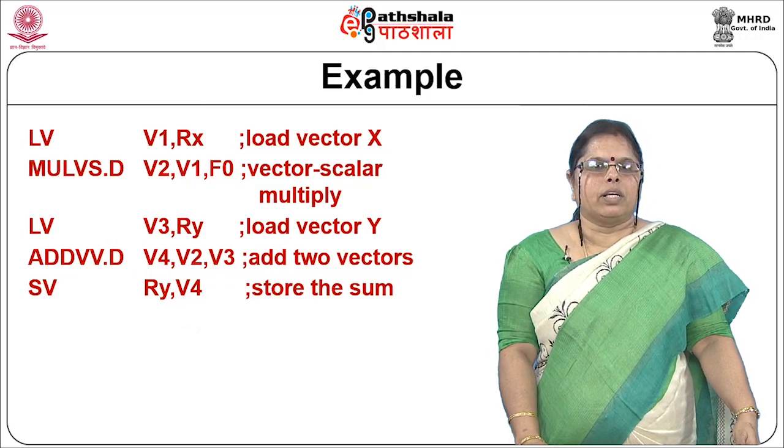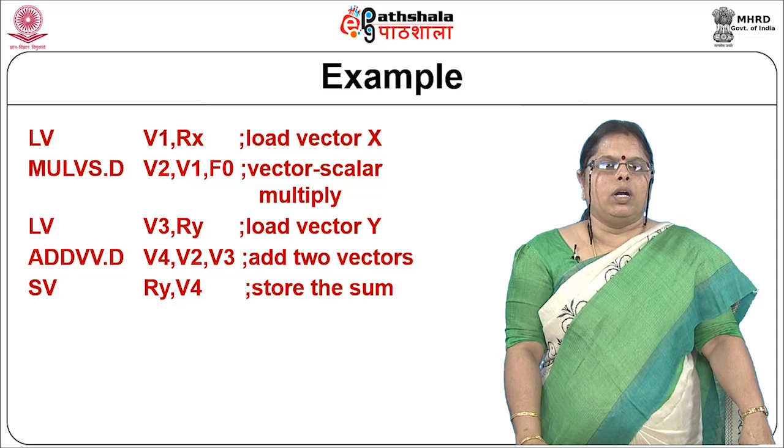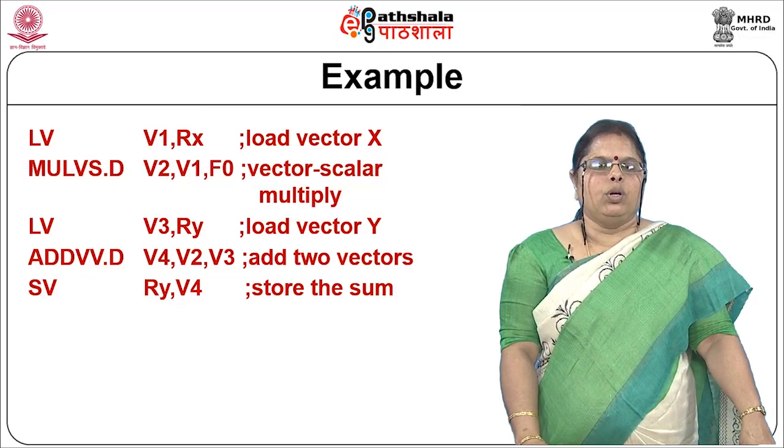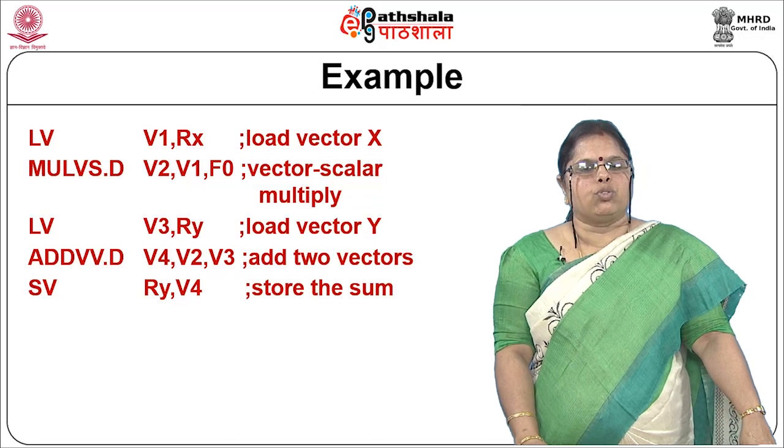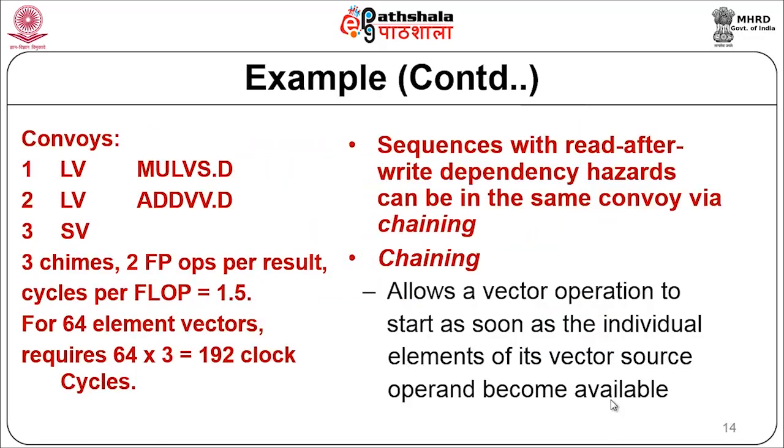So, you are loading a vector into V1, you are multiplying it with a scalar value, you are loading a vector Y again, you are adding the 2 values and storing it back. This is the example that we already saw. Try to identify the convoys here and calculate the time associated with that.